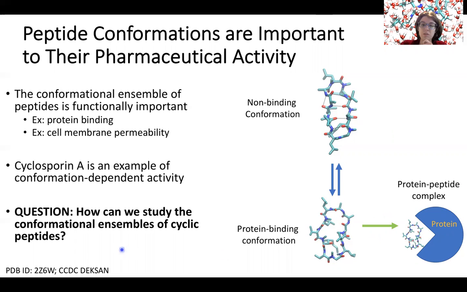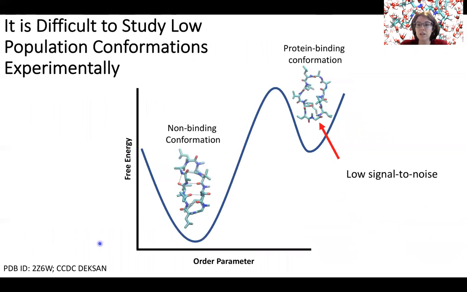So the question I'm going to pose for this talk is, how can we study the conformational ensembles of cyclic peptides? Historically, this has been pretty difficult to study experimentally. One of the major issues is that a lot of the interesting conformations are low population, and thus have very low signal to noise if you're trying to study them experimentally. Going back to the cyclosporin A example, our active protein binding conformation has really high free energy or low population relative to the other 9 non-binding conformations. In fact, due to this low population, the protein binding conformation of cyclosporin A in water has still not been solved due to this low signal to noise issue.